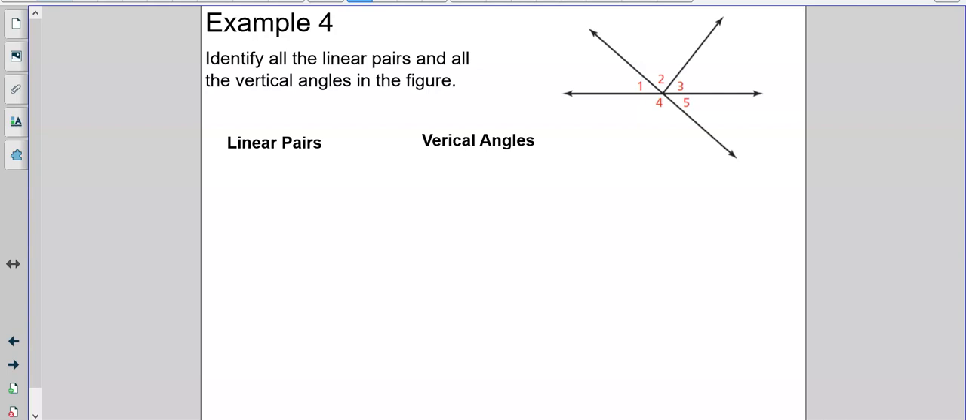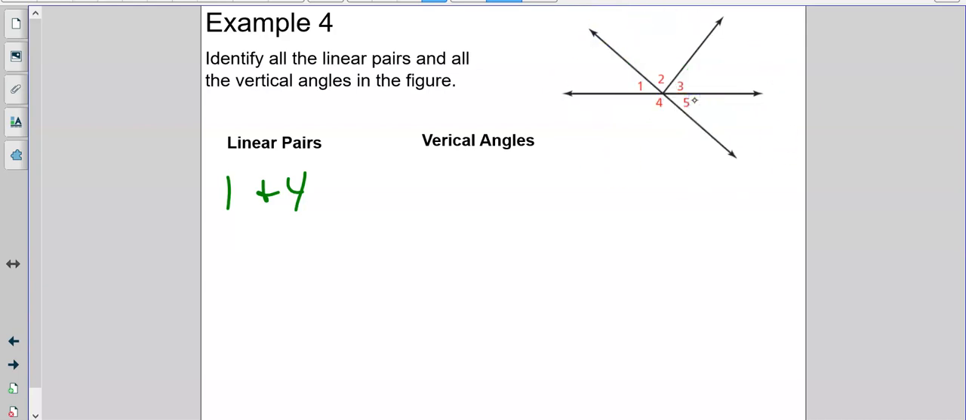So linear pair is tricky because we can only use two. So if you look here at this line, it is made up of angle 2, angle 3, and angle 5. They do form a line, but a linear pair only has two angles. Therefore, we're going to go to the other side and take this angle and this angle. So 1 and 4.